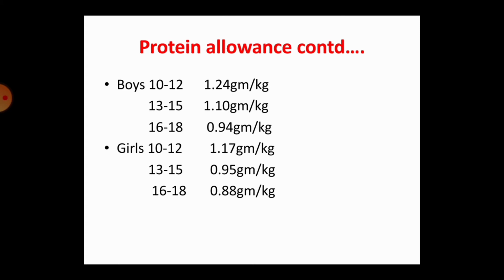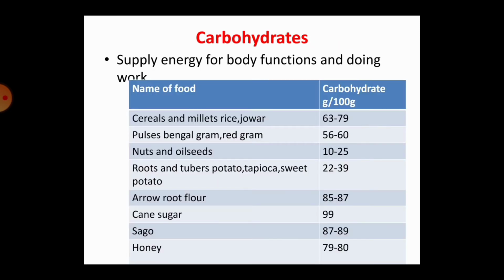Boys 10 to 12 years, 1.24 grams per kg. 13 to 15 years, 1.10 gram per kg. 16 to 18 years, 0.94 gram per kg. Girls 10 to 12 years, 1.17 gram per kg. 13 to 15 years, 0.95 gram per kg. That's all about proteins. Now, carbohydrates.